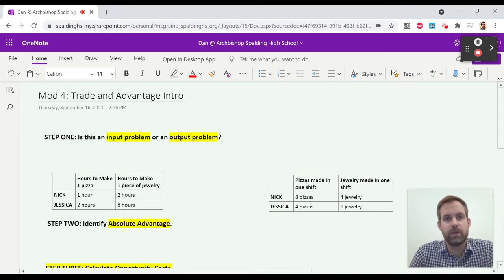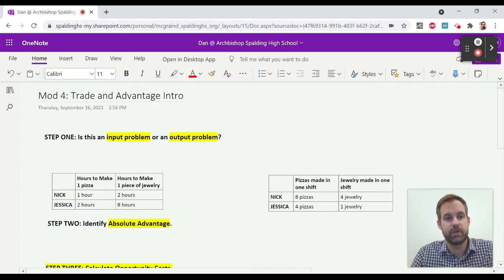Hey, Econ students, Mr. McGrain here, and we are going to do a really speedy walkthrough of the 4 steps to calculating both absolute and comparative advantage. And then in part 2 of this video, we will look at a specific problem and see how comparative advantage is what sets us up for a trade analysis in a moment.